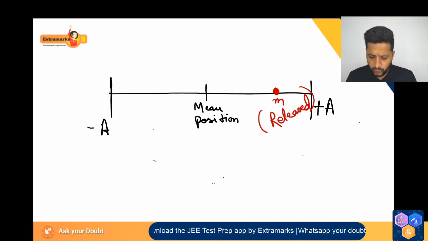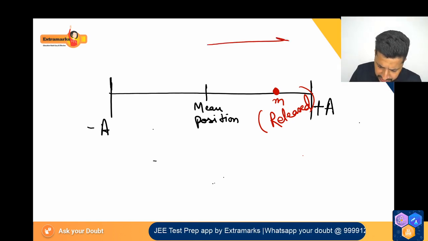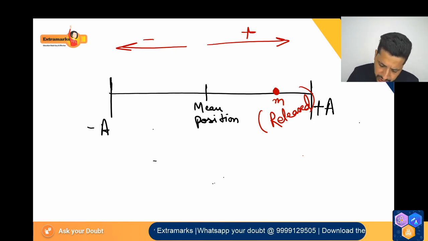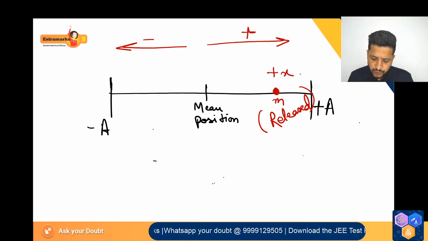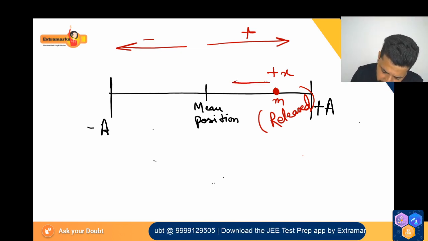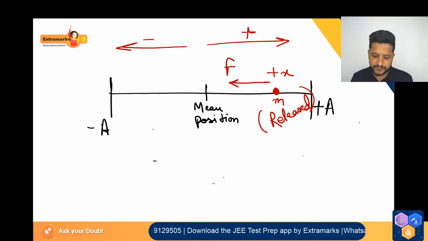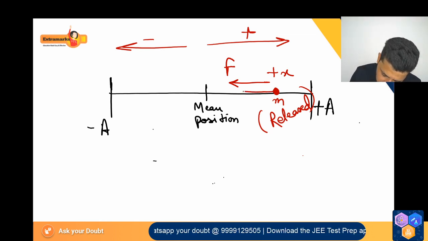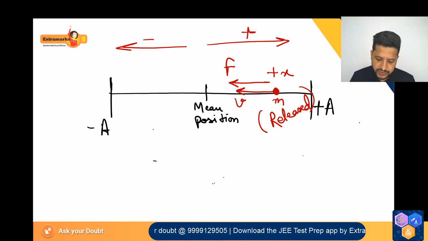At point M, what is the value of x? Beta, this is positive direction, this is negative direction. At point M, the value of x is positive, so plus x. So should the force be negative or positive? At point M, force has to be negative. So force on this particle will be in this direction. So the moment I take this particle from my pocket and place it at point M, it is going to start its motion and move towards the mean position, and this will be the direction of its velocity.